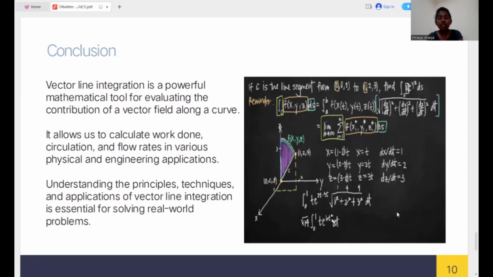You can see in this image, if C is the line segment from 0 to 3, 1, 2, 3, then we have to find the remainder.